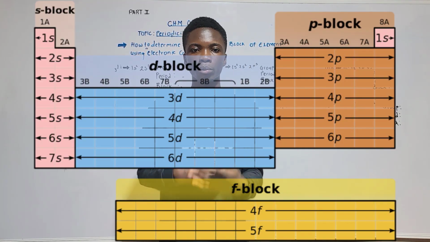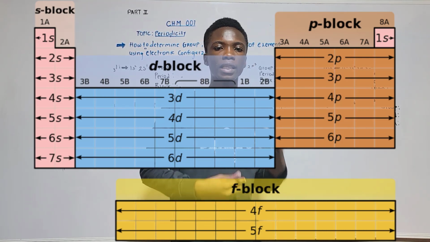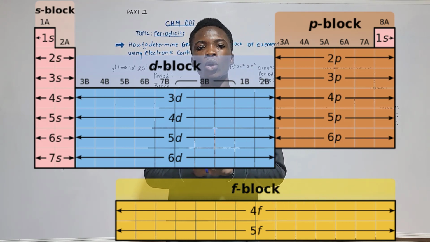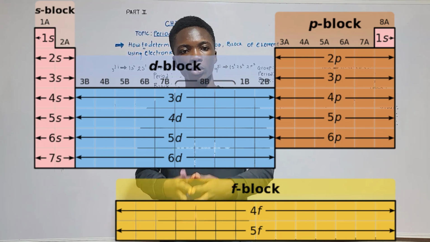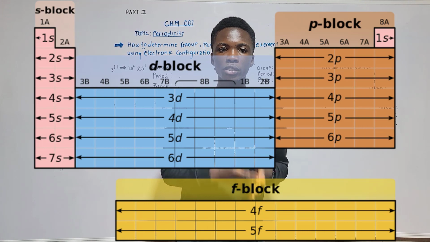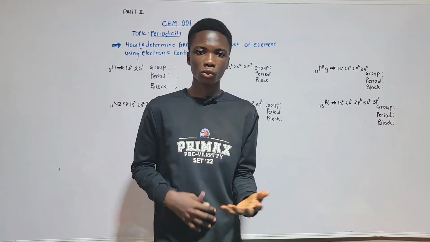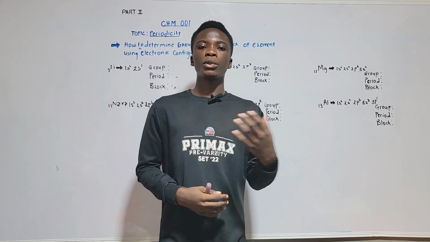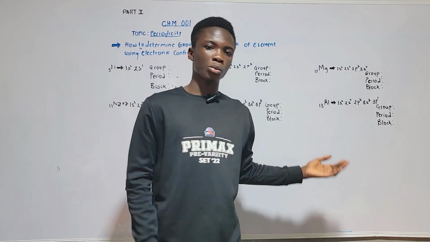Now, the block represents a set of particular elements unified by their atomic orbitals. There are majorly 4 blocks on the periodic table, the SPDF blocks. You must have heard of SPDF as orbitals, but in this class we are using them as the blocks. Maybe in your WAEC, JAMB, or NECO past questions, you are asked to determine the group, period, and block to which an element belongs. So in this class, we'll be dealing with that.